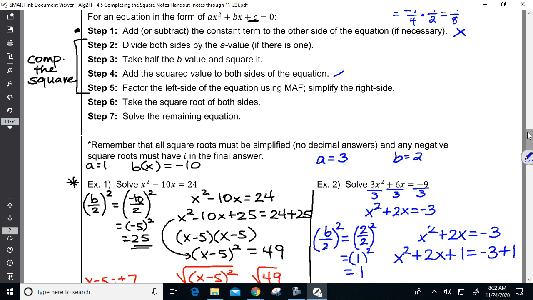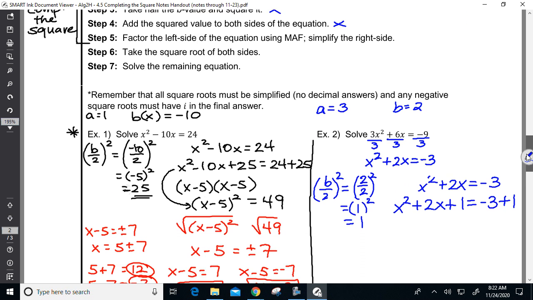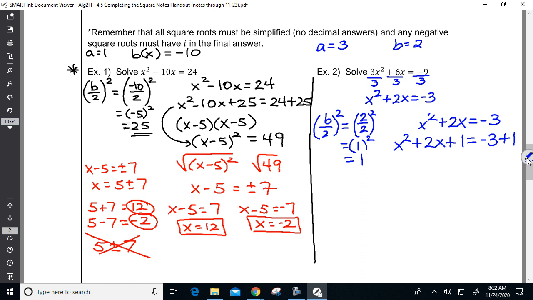So that took care of step 4. Factor the left-hand side using MAF and simplify the right-hand side. X squared plus 2x plus 1. So we need two numbers that multiply to 1 and add up to 2. That's x plus 1 and x plus 1. X plus 1 squared equals negative 2. Any questions before we continue?